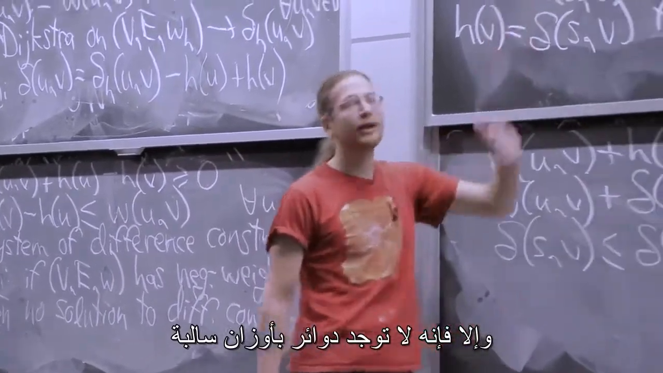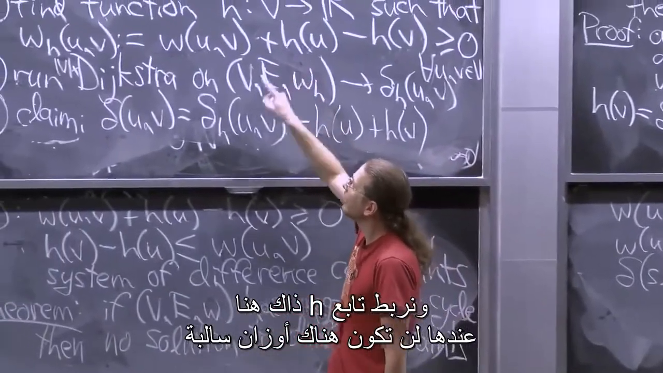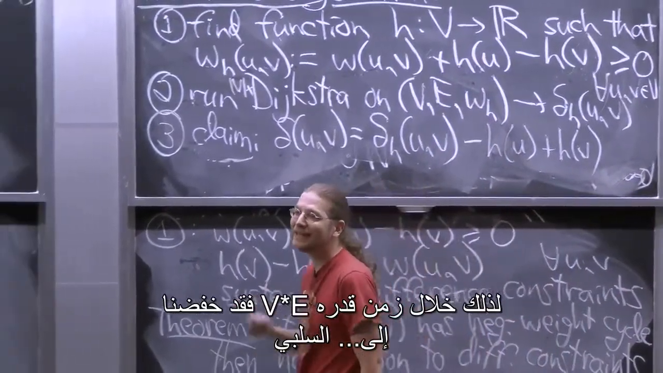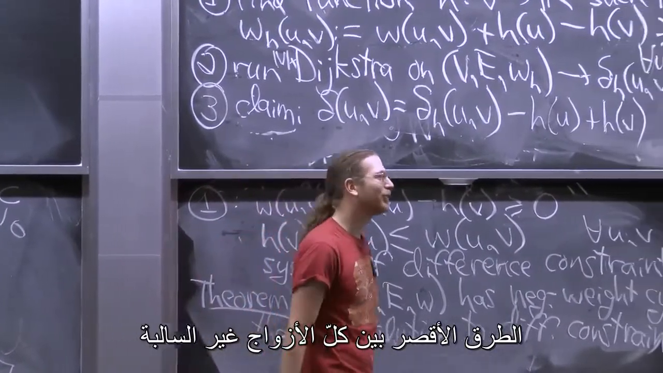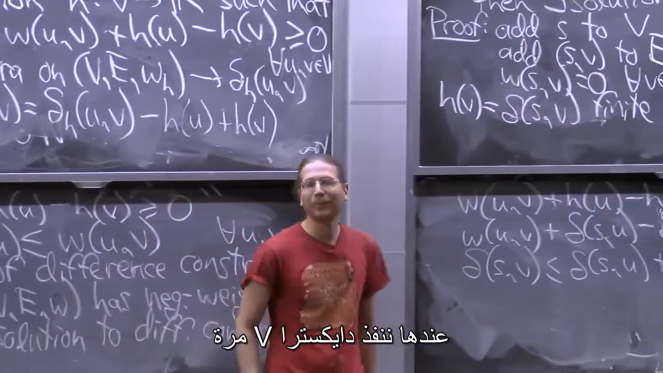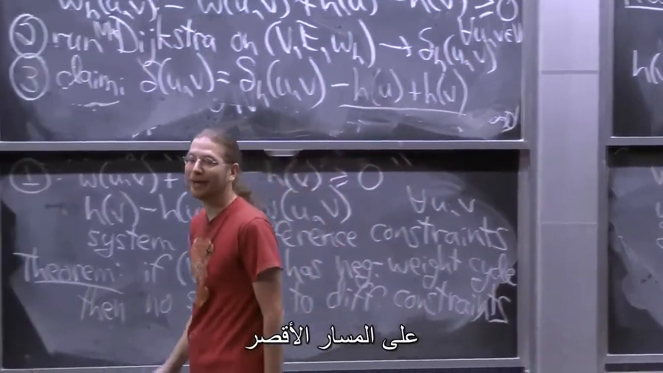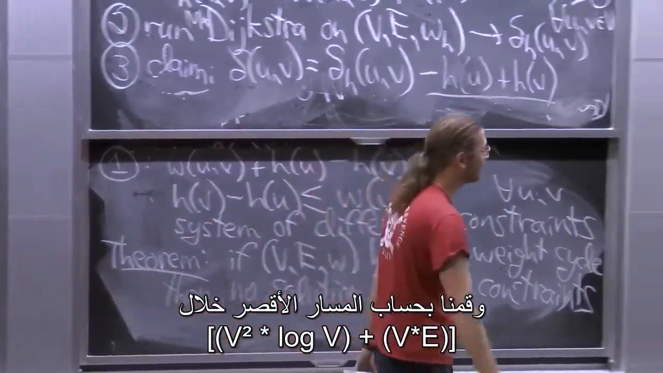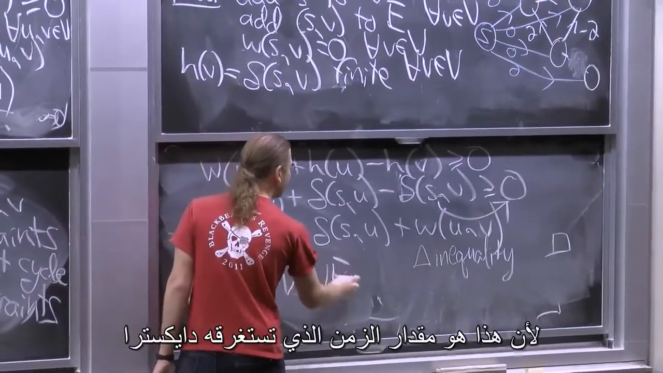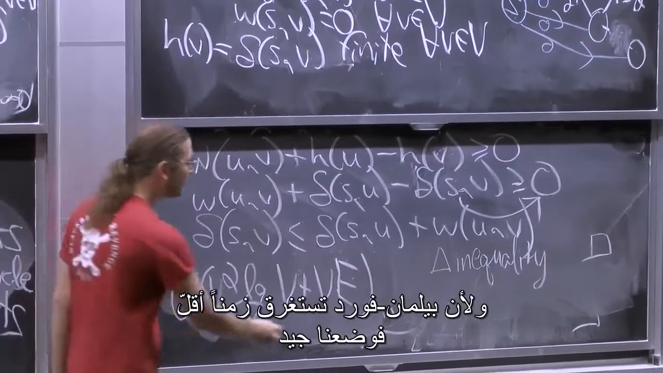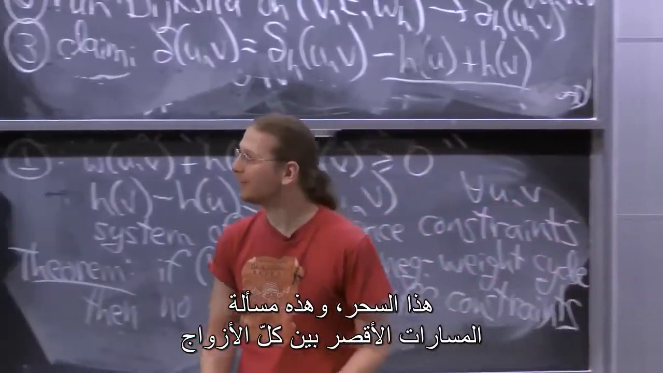Otherwise, there's no negative weight cycles. Then Bellman-Ford finds valid h. Then we plug that h into here. Then we have non-negative weights. So in VE time, we've reduced to the non-negative all pair shortest paths. And then we run Dijkstra V times. Then we get almost our answers, but we have to modify them to get back the correct weights on our shortest paths. And so we've computed shortest paths in V squared log V plus VE, because this is how much Dijkstra costs, and because Bellman-Ford takes less time, we're good. That's the magic. And that's all pair shortest paths.